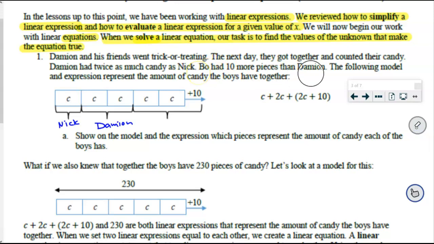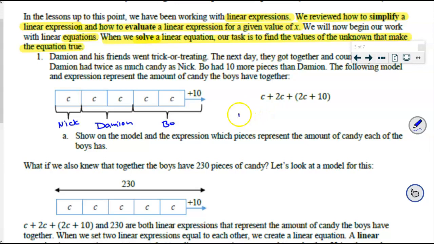And then Bo had 10 more pieces than Damien. So look, here's what Damien had. That's the two C's, but an extra 10. So this is what Bo has. We can see the same information with the expression as well. Where we have C, that is going to be Nick. We have 2C, a C and a C again. That's going to be Damien. And the 2C's plus an extra 10, that, in parentheses, is what Bo has. So just two different ways of seeing the same information.